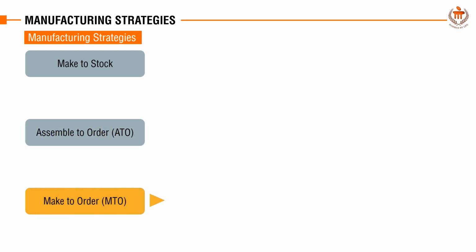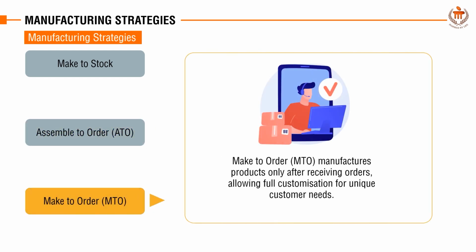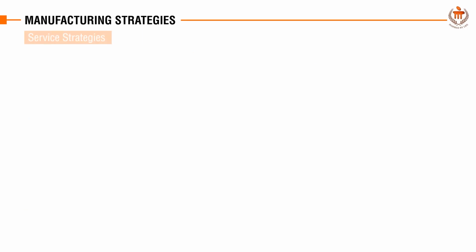Make to order. Lastly, make to order, often termed as MTO, is a manufacturing strategy where products are only made after a customer places an order, allowing for complete customization to meet individual specifications. This approach is suitable for low volume, high variety production. For example, a custom jewelry maker uses MTO, creating unique pieces tailored to each client's preferences, which ensures exclusivity and meets specific customer desires.